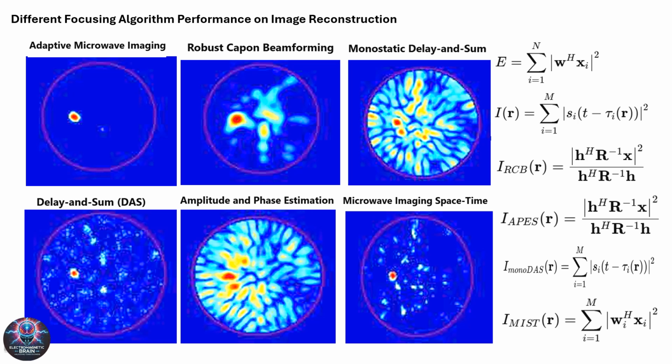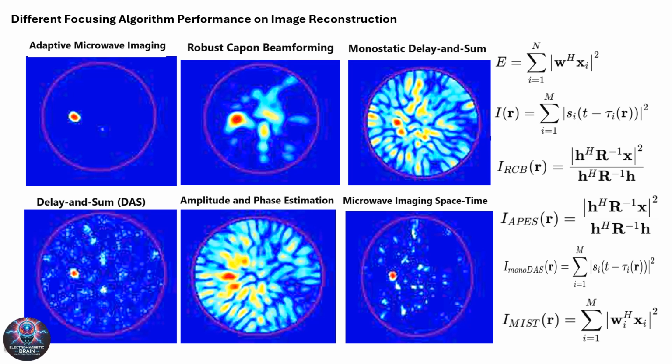In this slide, we compare 6 imaging algorithms used for breast cancer detection, each visualized with its respective performance. Let's walk through them, focusing on the key differences in resolution, noise suppression, and interference rejection, while also introducing the core mathematical formulations behind each method. First, we have adaptive microwave imaging, MAMI, which is the most advanced method shown here.